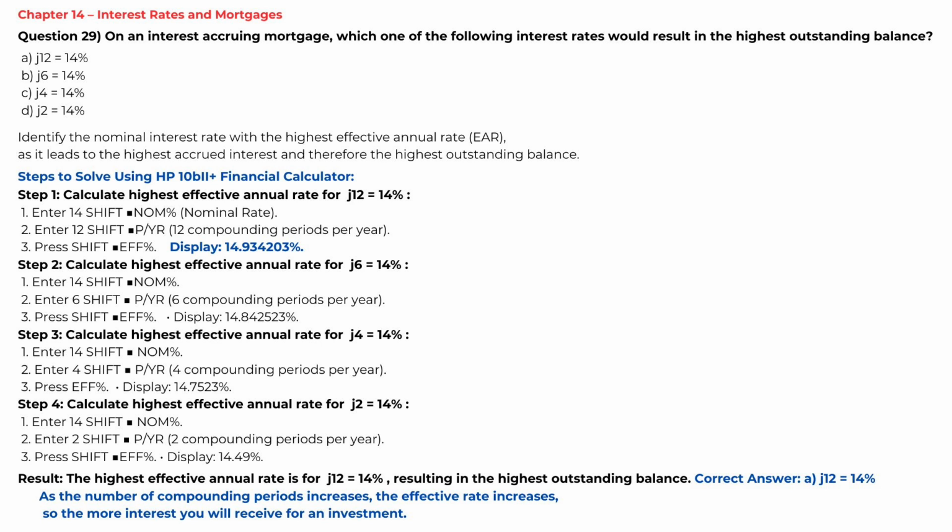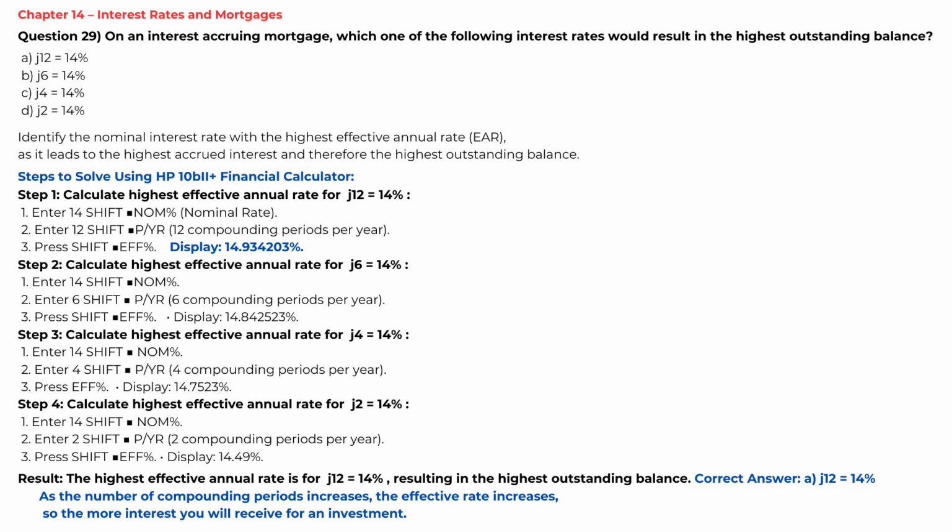Question 29. On an interest-accruing mortgage, which one of the following interest rates would result in the highest outstanding balance? Identify the nominal interest rate with the highest effective annual rate, as it leads to the highest accrued interest, and therefore the highest outstanding balance. Steps to solve using HP 10BII Plus Financial Calculator.